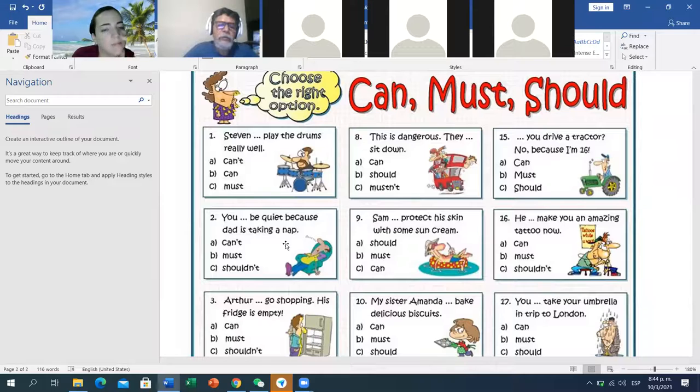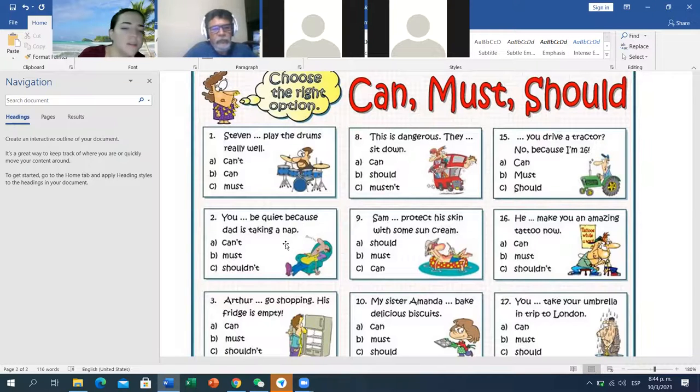You be kids because daddy's talking enough. Option B, must. Excellent. You must be quiet. Now, please repeat with me, guys. You must be quiet. That is taking a nap. Okay. Nap, it means siesta.